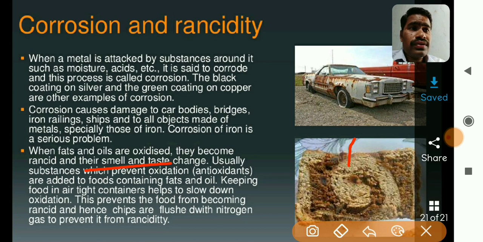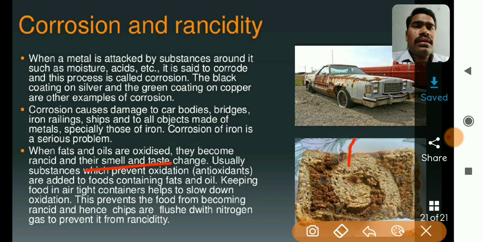That process of turning bad odor and bad taste is called rancidity. How is rancidity caused? Because of the oxidation of fats and oils present in the food. If you want to prevent this, you can fill the food with nitrogen, where nitrogen acts as an antioxidant. You can store the food in airtight containers, so that also can prevent oxidation. These are the different ways, along with chemical preservatives like sodium metabenzoate and sodium metabisulfite, which can be used for the prevention of rancidity.